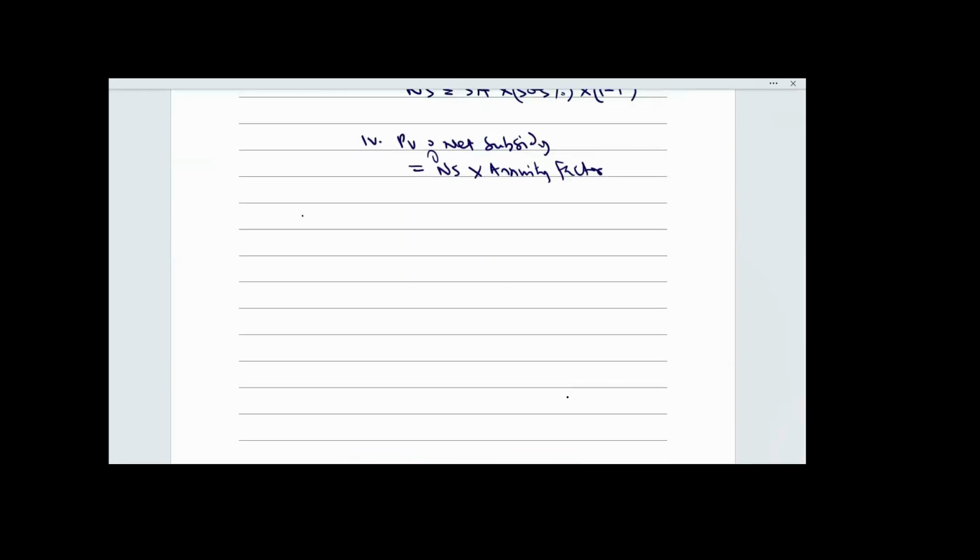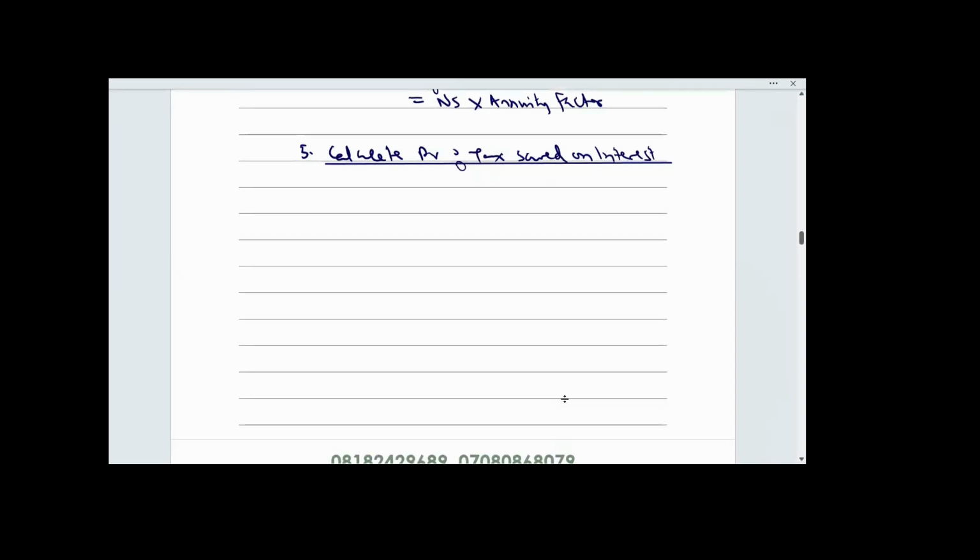Finally, step 5 before the final one. So you calculate PV of tax saved on interest. Okay, how do you do this? There are 3 steps. Step 1, you accumulate all interest elements.